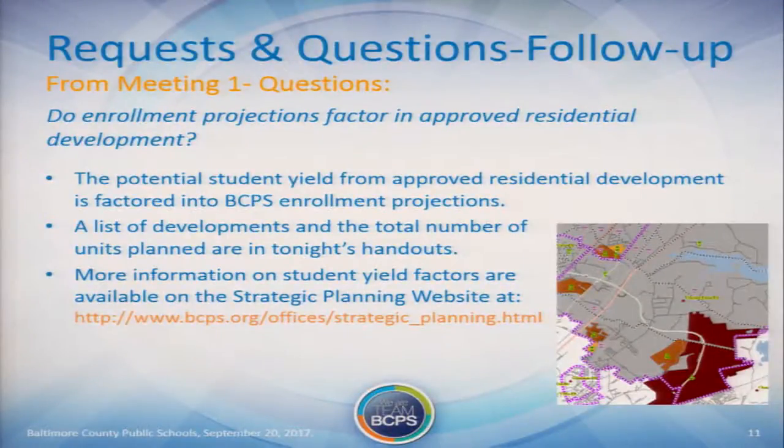Another question that you had at the last meeting was, do enrollment projections factor in approved residential development? And the answer is the potential student yield from approved residential development is factored into these enrollment projections. So when you look at that list of approved developments and the number of units, everything that's in the pipeline that we've shared with you has been factored into these projections when you look at those for the schools.